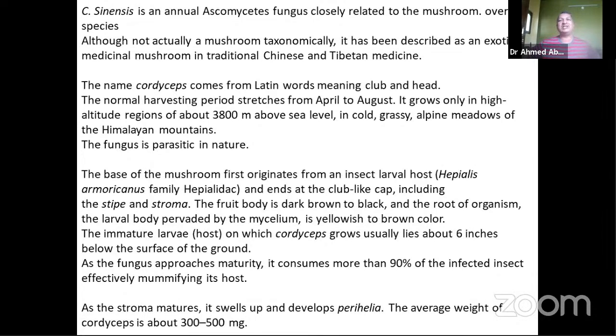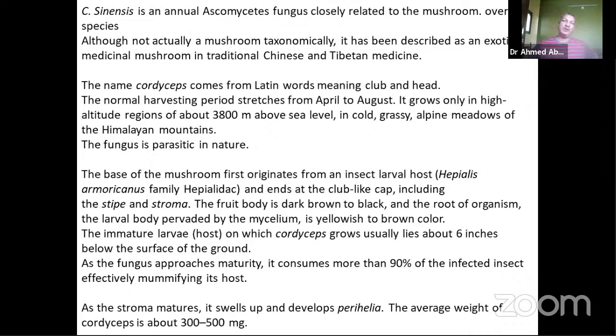So Cordyceps has come from two words, one is cord, the other is ceps. By combining these two words, Cordyceps has come. It is given this name because it is of Latin origin. So it is club, the supporting part, and the top part is head.